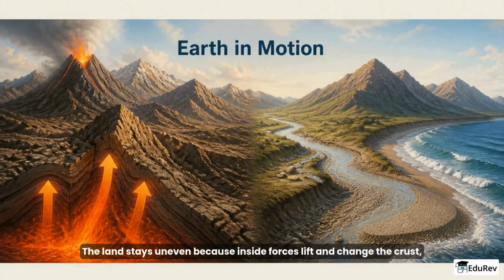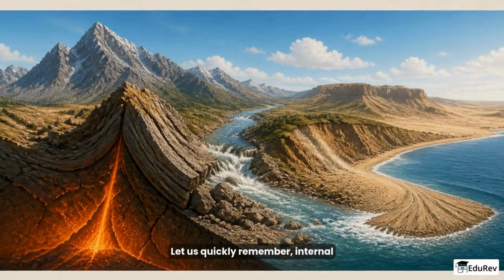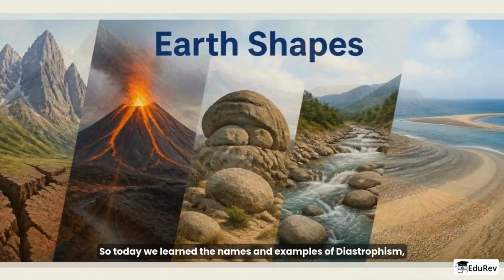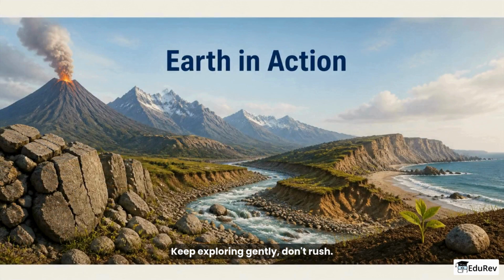So what do we learn from this? The land stays uneven because inside forces lift and change crust, while outside forces wear and fill it constantly. Let us quickly remember. Internal endogenic forces build and lift, exogenic surface forces weather, erode and deposit, and gravity helps move material downhill. So today we learned the names and examples: diastrophism, volcanism, weathering, erosion, deposition. Keep curious and notice these processes around your town. Keep exploring gently, don't rush.